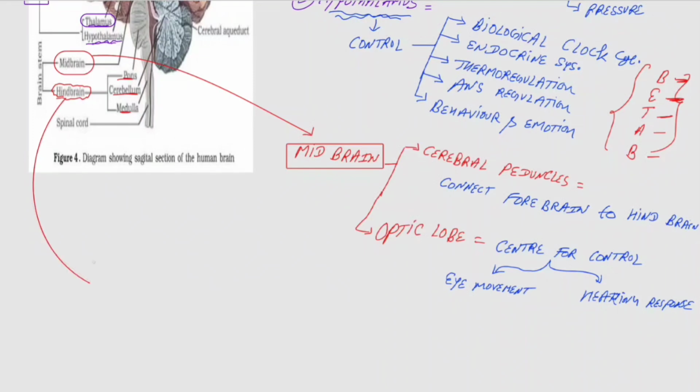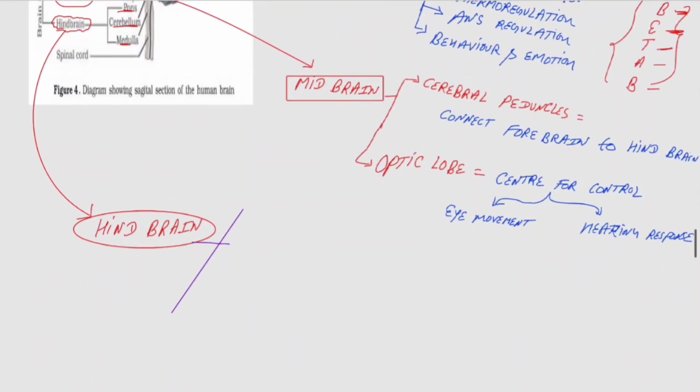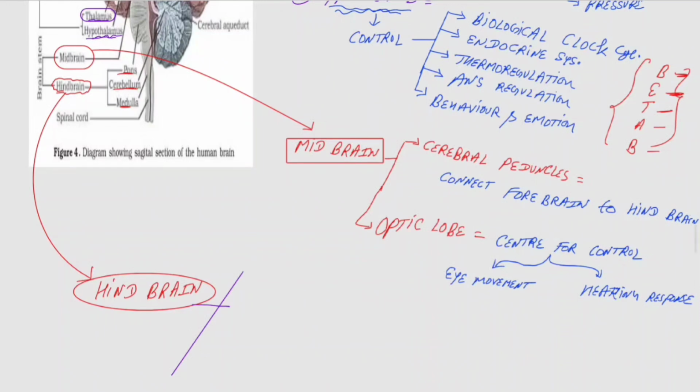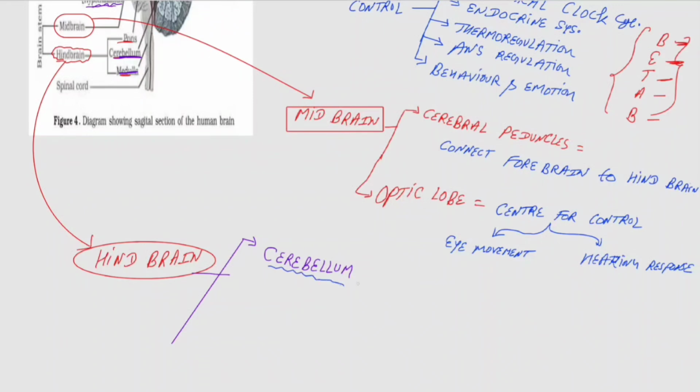Now let's talk about the third part of the brain, that is hindbrain. The hindbrain consists of three parts, clearly seen in the diagram. Now firstly we talk about the cerebellum. Function of the cerebellum: fine and skillful voluntary movement.